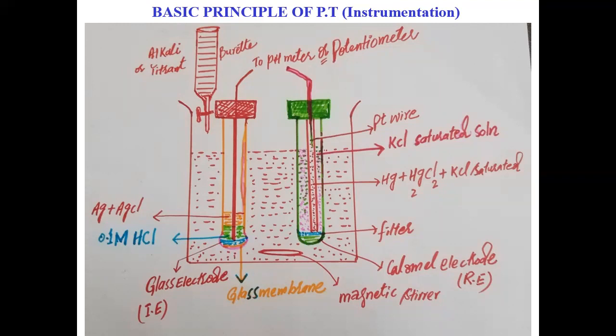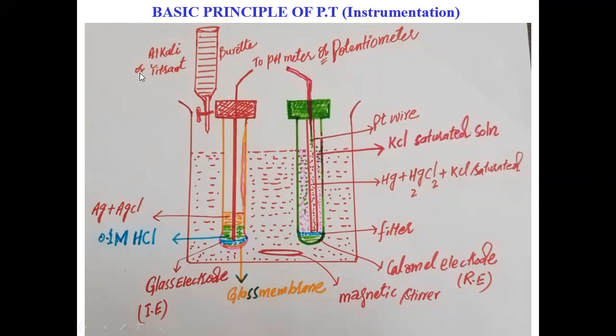And there are two electrodes. One is the reference electrode and the other one is the indicator electrode. The potential of this reference electrode remains constant and is independent of the concentration of analyzed solution. The second electrode is the indicator electrode.